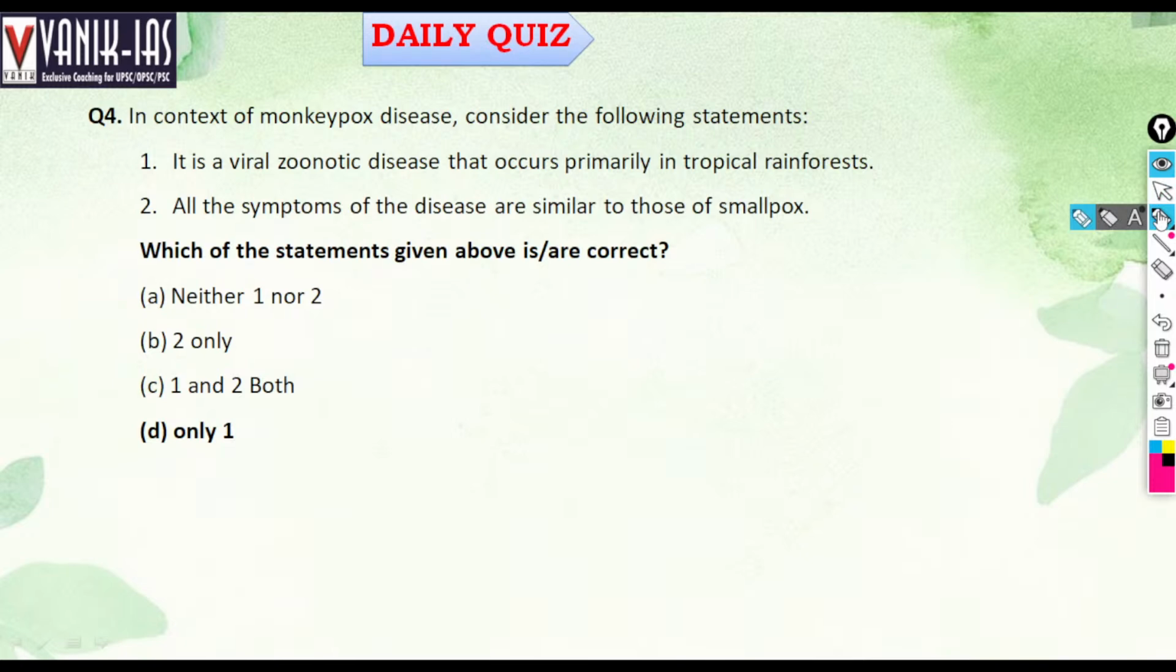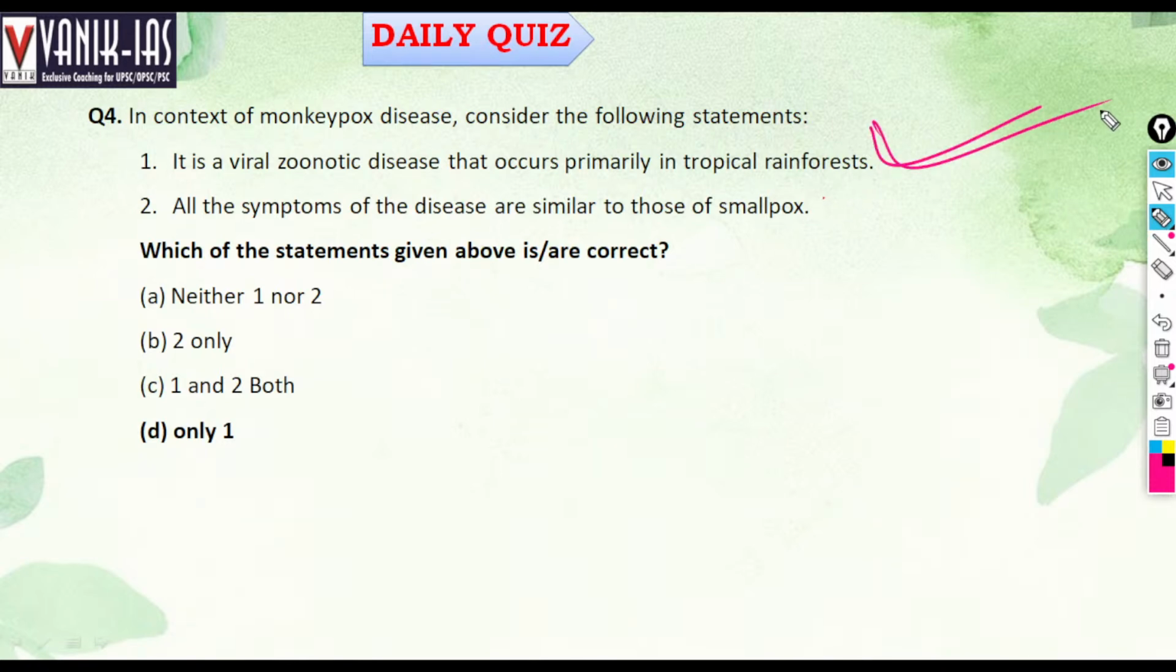In the context of monkeypox disease, consider the following statements. It is a viral zoonotic disease that occurs primarily in tropical rainforest. All symptoms are similar to those of smallpox. No, this is not right.